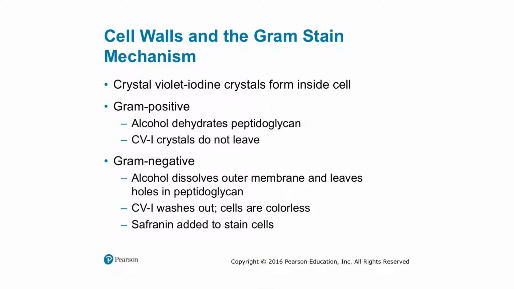So cell walls and the gram staining mechanism. Crystal violet iodine crystals form inside the cell. In the gram-positive, the alcohol dehydrates the peptidoglycan, and the crystal violet iodine crystals do not leave. In the gram-negative bacteria, the alcohol dissolves the outer membrane and leaves holes in the peptidoglycan where the crystal violet washes out, the cells are colorless, and then the safranin adds the stain to the cells.